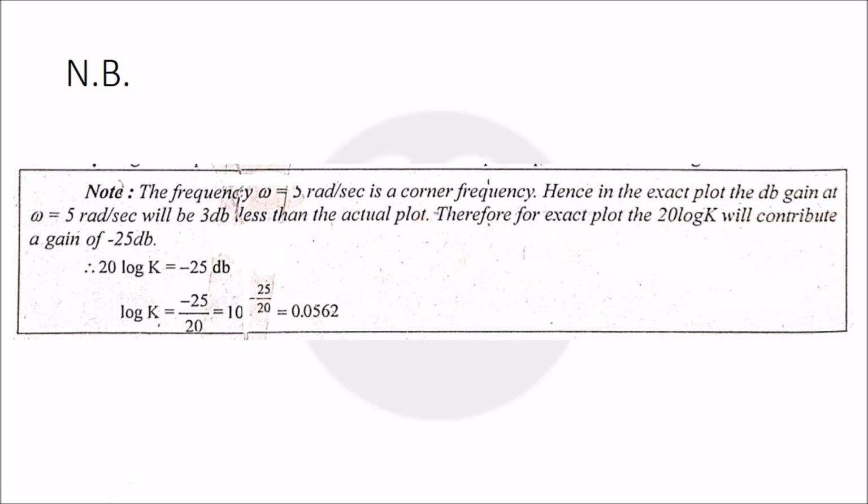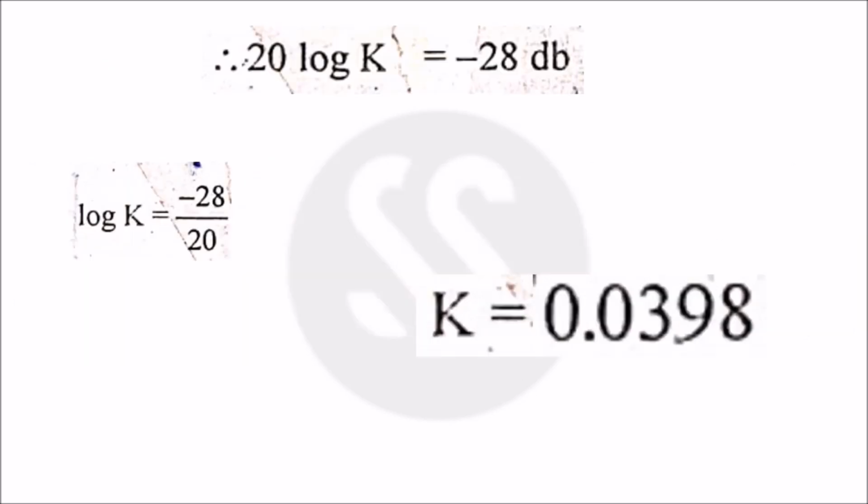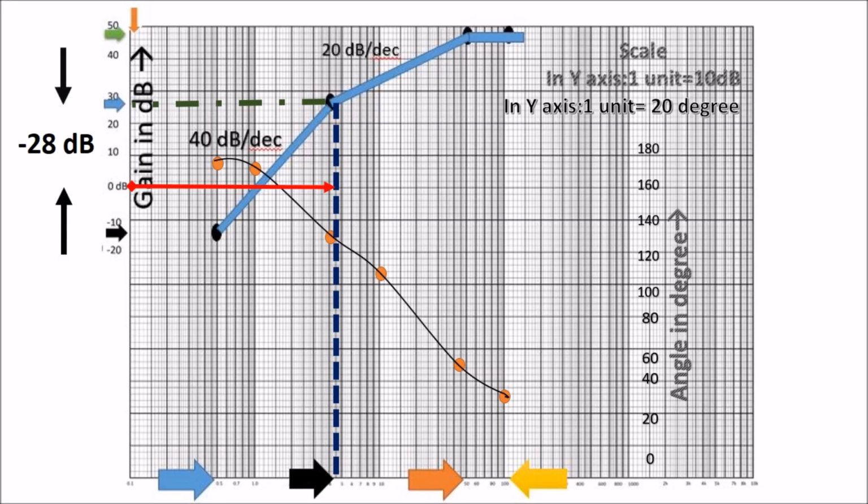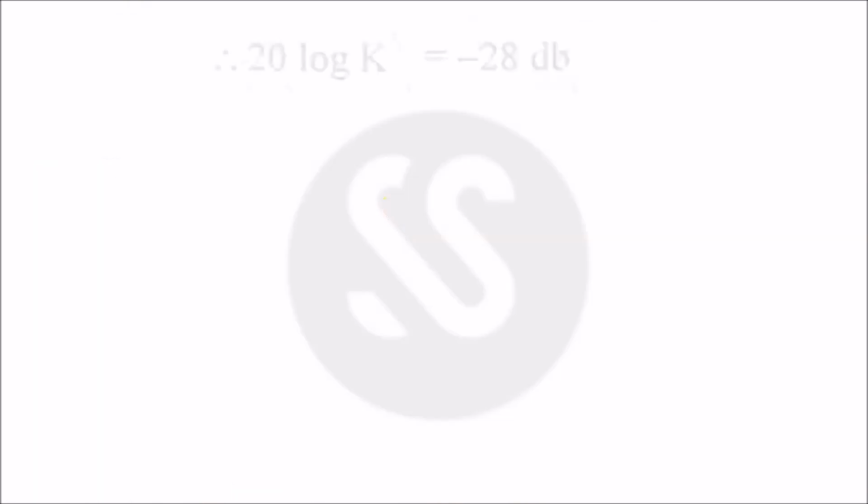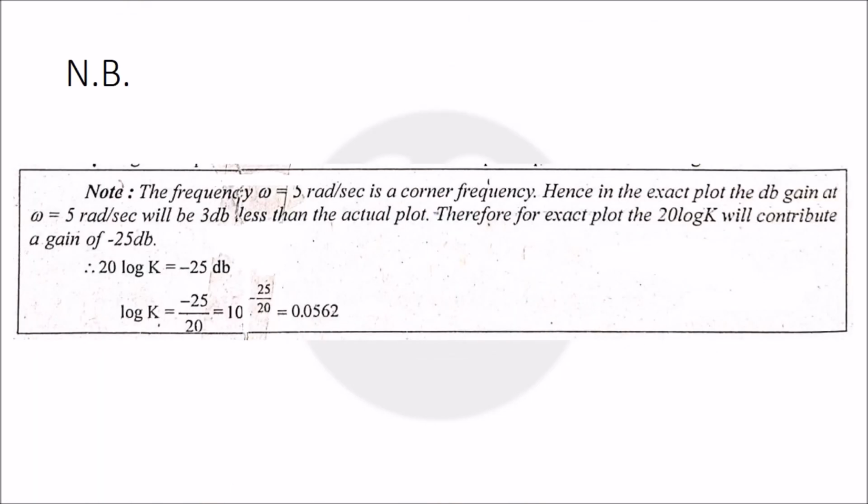Remember that the addition of 3 dB will be applicable only if the frequency is a corner frequency. That means if they ask for the value of k at a point that is not a corner frequency, you just use minus 28. But if you ask for a corner frequency, here or exactly somewhere here, 50 or 100, those are the corner frequencies, then you have to add 3 dB.